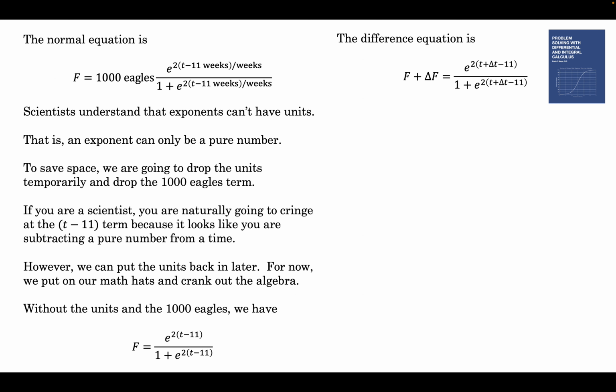So there's the difference equation. We're going to change t by delta t, and the number of fledged is going to change by delta F.